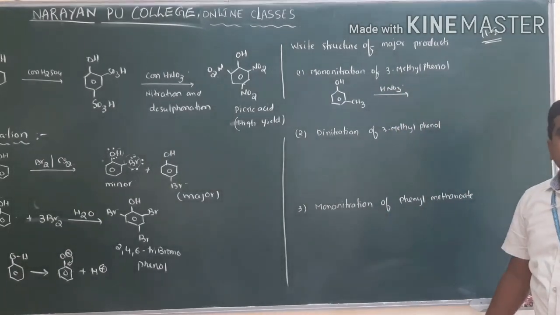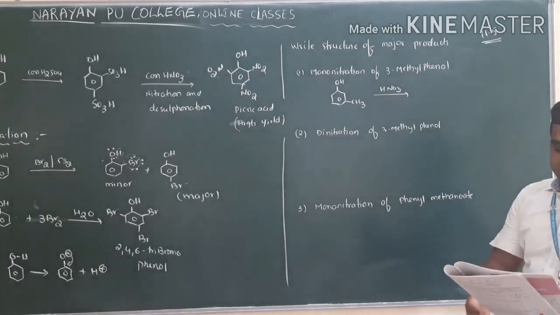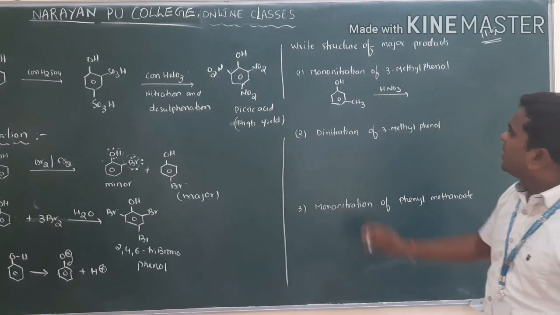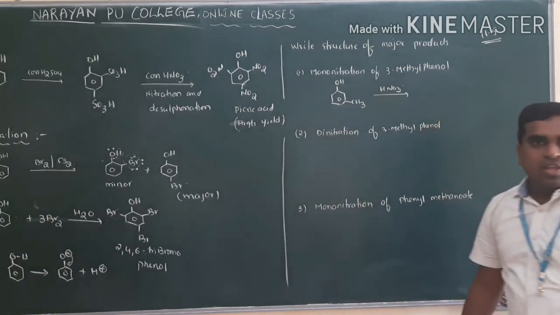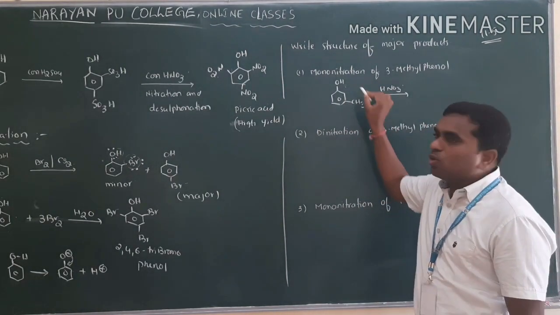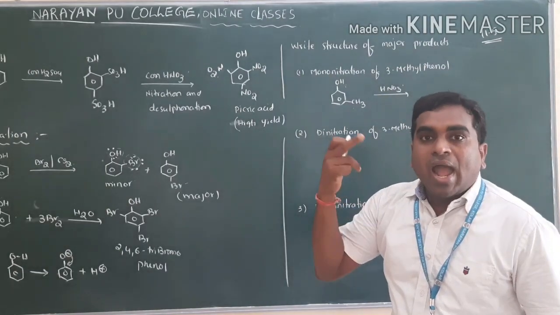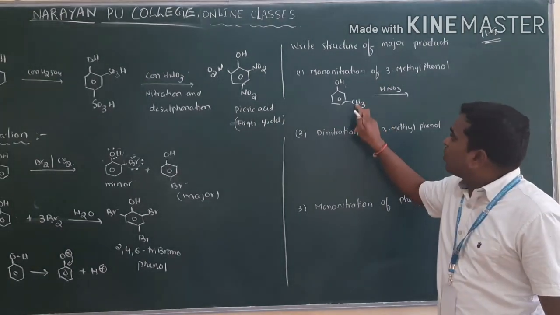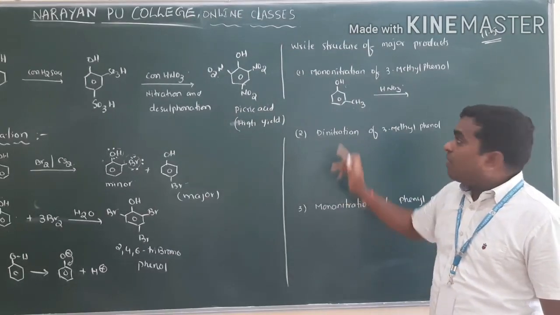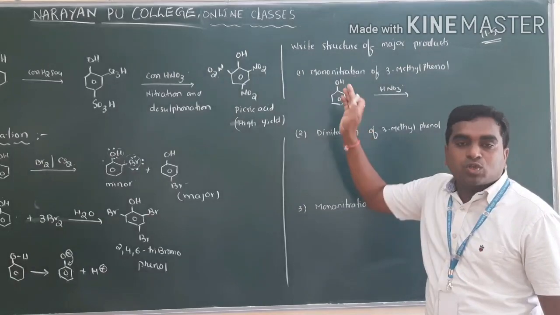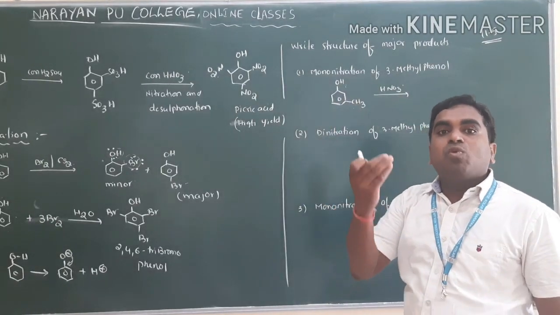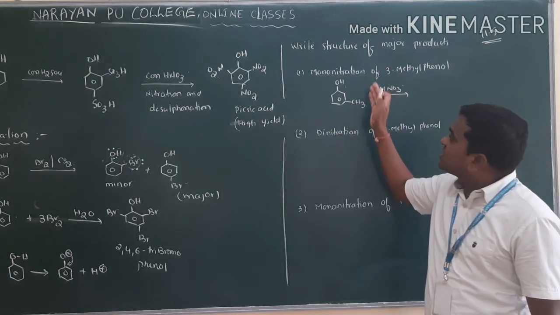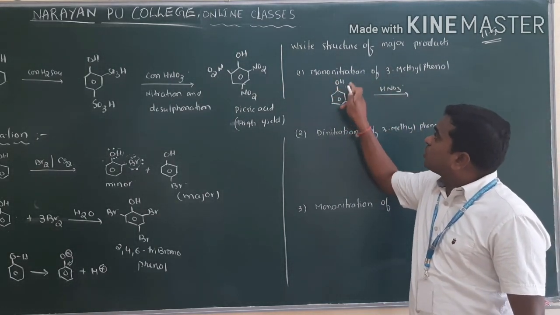Mononitration means we have to find where the NO2 group will be added. Very important here: both are donating groups only. OH and CH3 both are donating groups, but OH is a highly electron donating group compared to CH3. OH is a powerful electron donating group compared to the CH3. So that's why nitration takes place according to the OH.